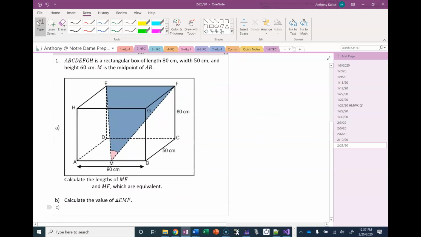So you were able to get the length of ME and MF. What did you get for an answer there, Jackie? Well, if you tell me what you got, I'll tell you if it was right or not. You got 87.7-ish. Okay, let me find my answers real quick. So that's correct. 87.75 is the correct answer for part A.